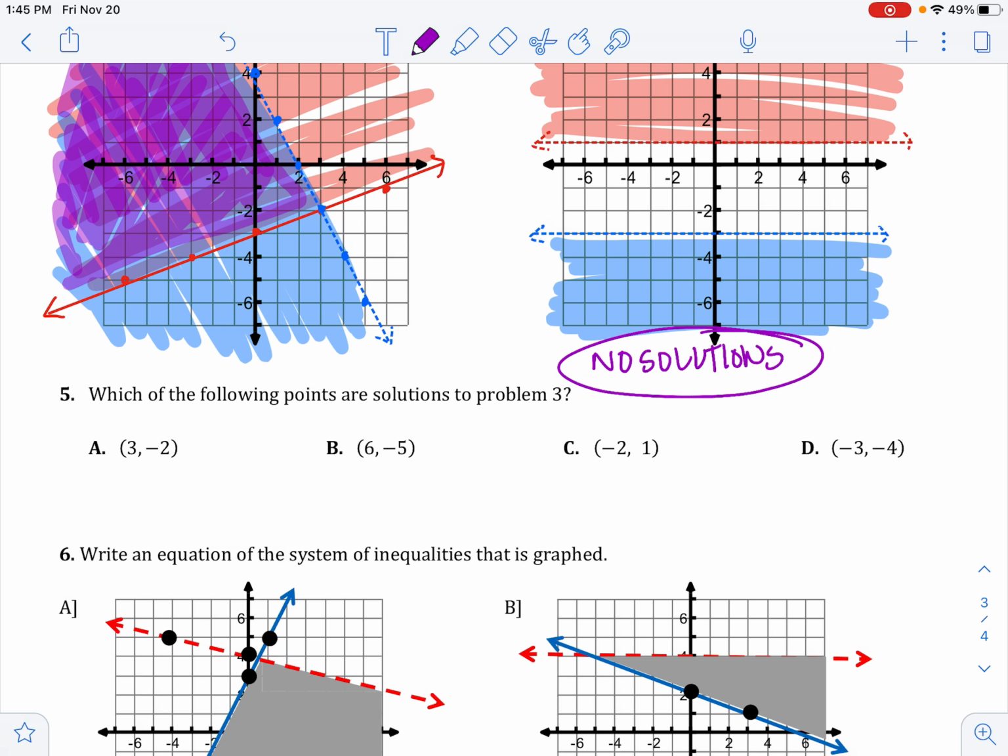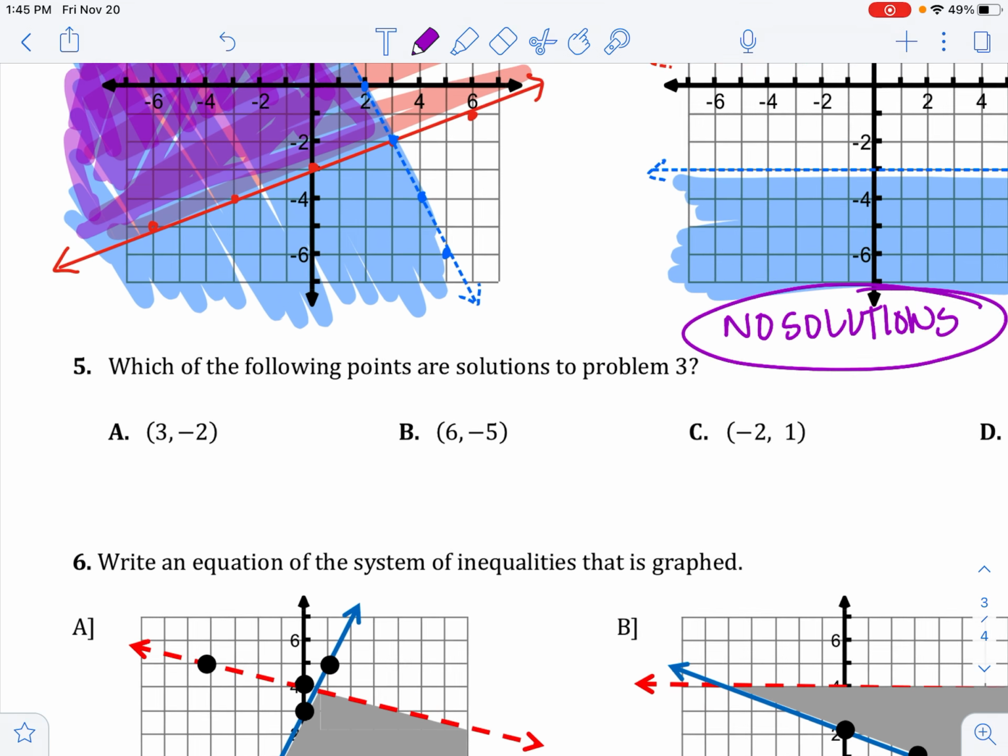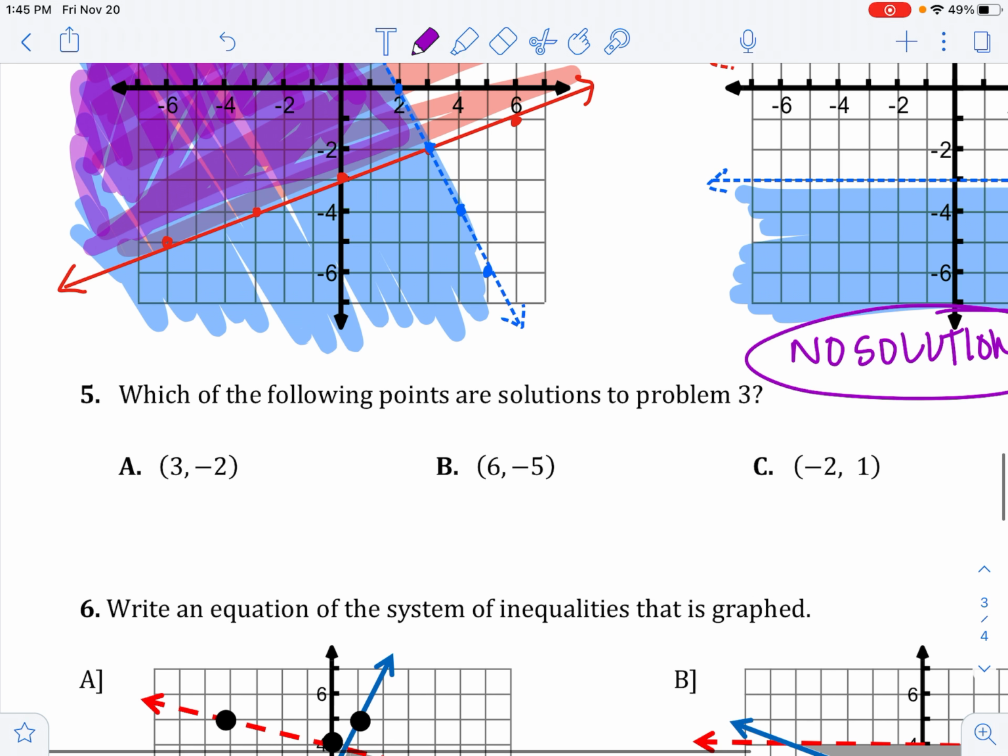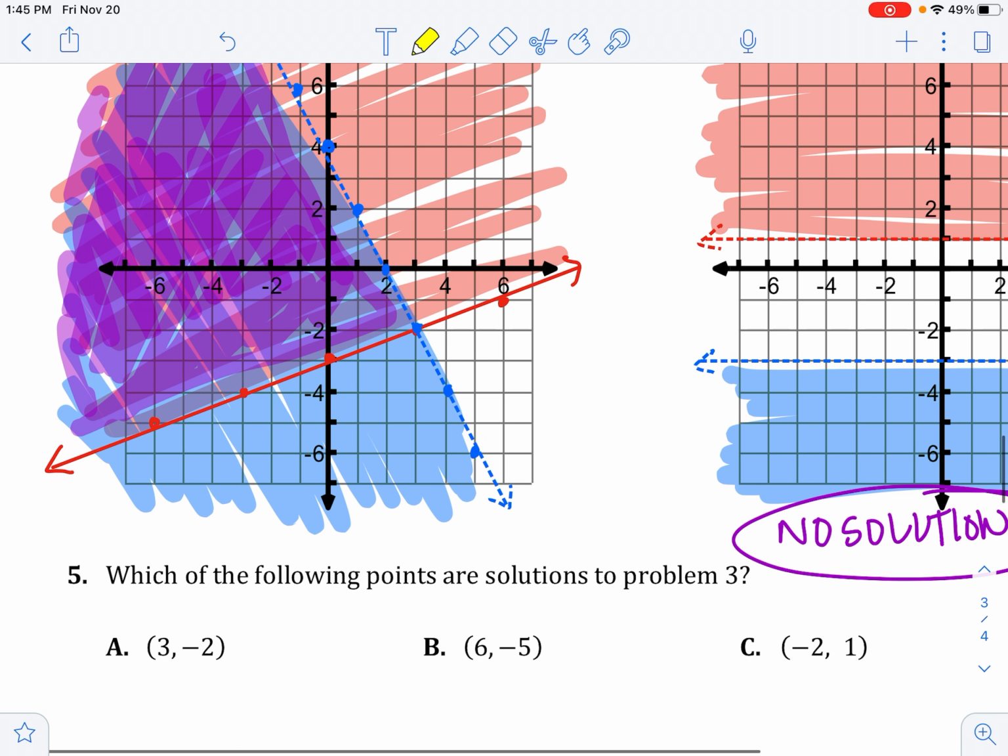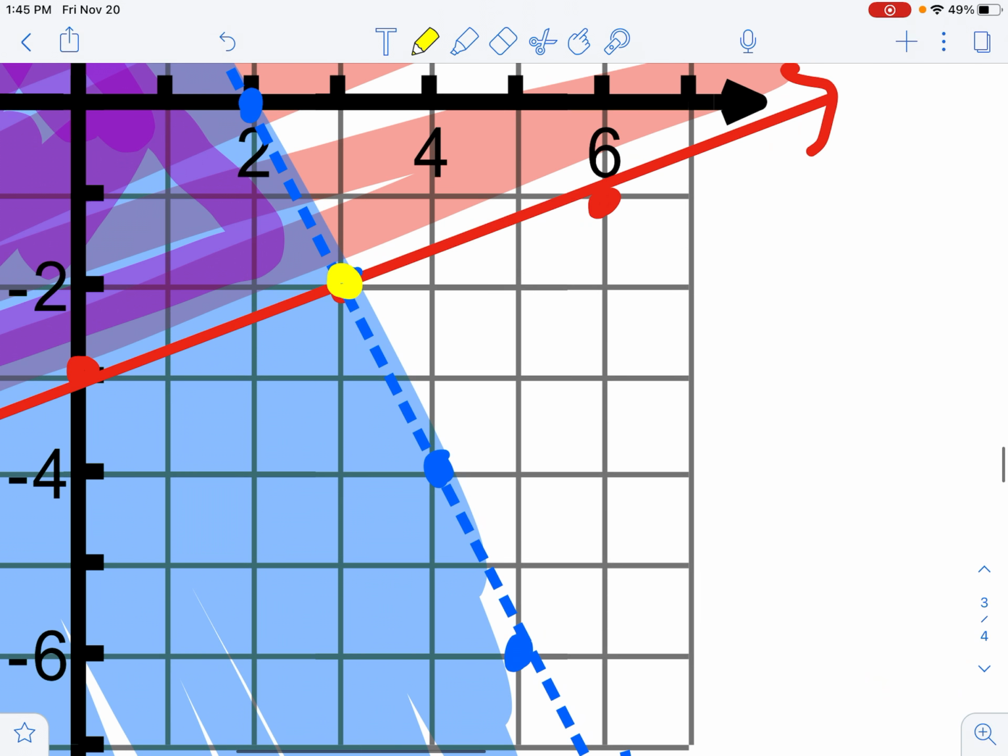Okay, for number 5, I want you to refer to problem 3, and I want to know, are these points solutions to the system? So is (3, -2)? I'm going to change colors, maybe bright yellow will help. I'm going to find (3, -2), that's this point right here. So I want to know if that's a solution to the system.